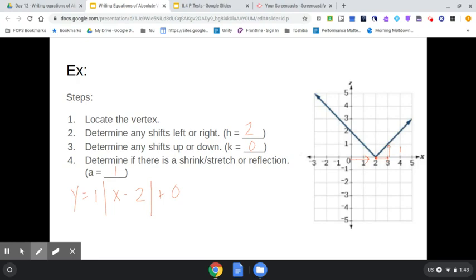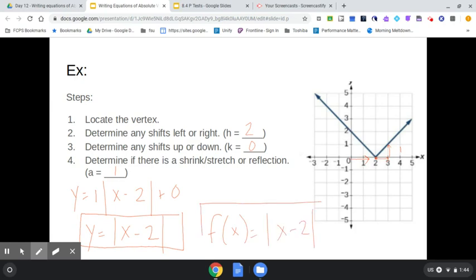We can clean that up a little bit by simplifying some things. 1 times anything is just itself, so we really don't need to write this 1 out front. So y equals the absolute value of x minus 2. And then adding 0 to something, again, does not change the value of that item. So we really don't need to write the plus 0. So we have the equation y equals absolute value of x minus 2, or in function notation, f of x equals the absolute value of x minus 2. Either one of those two forms is perfect.